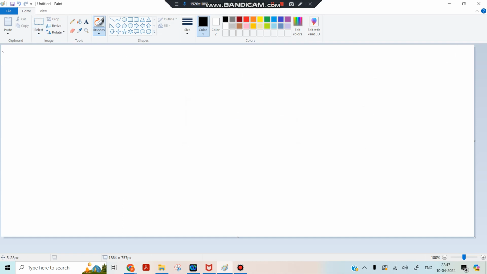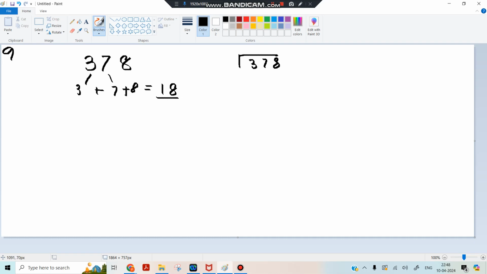The divisibility test of 9 is very much similar to 3. How? We need to add up the digits, the sum of the digits. Suppose I have a number 378. What are the digits? 3, 7 and 8. If you add them, you get 7 plus 3, 10 and 8, 18. If the sum is divisible by 9, and 18 is a multiple of 9, so this number 378 is also divisible by 9. It has to be divisible by 9.